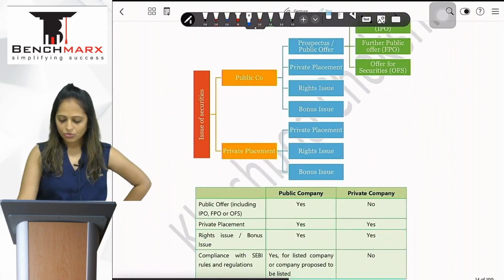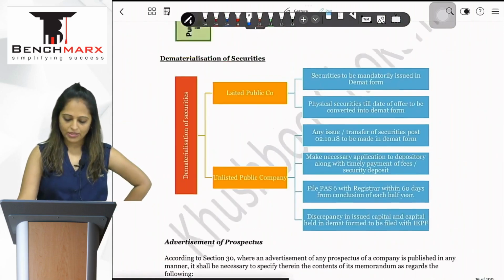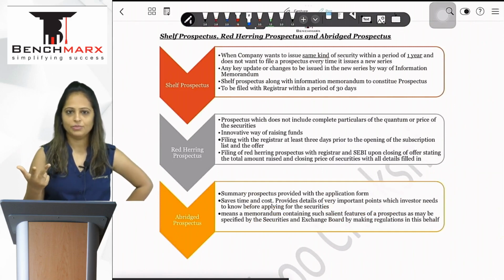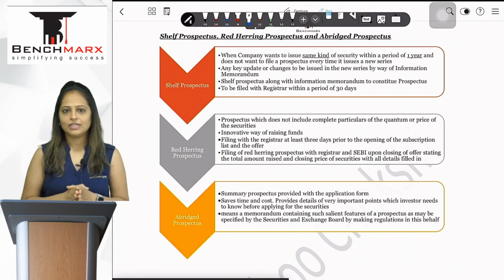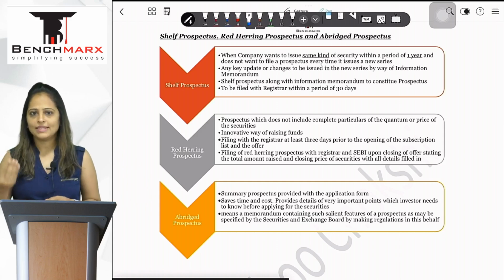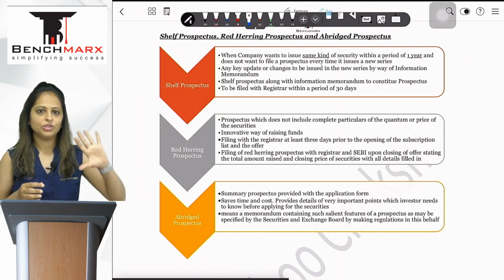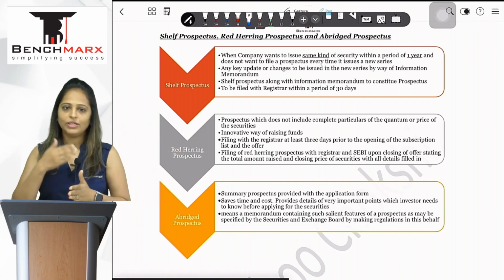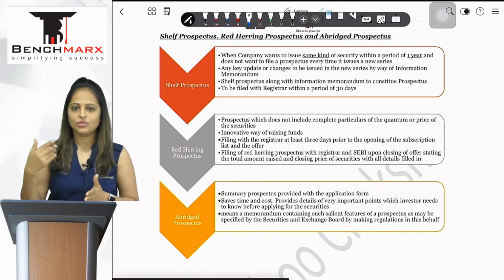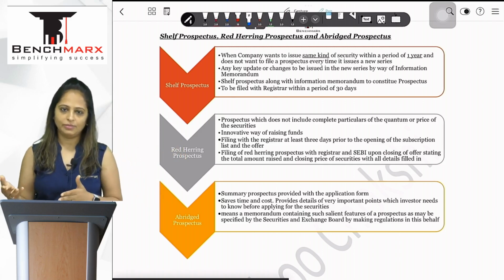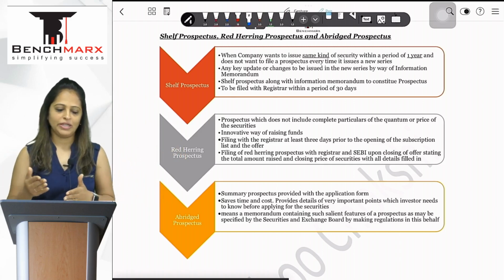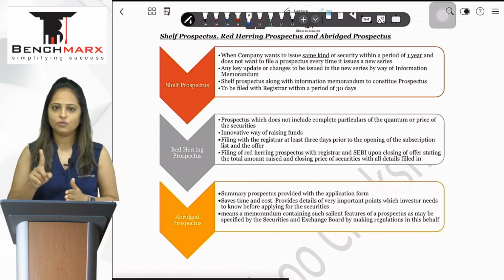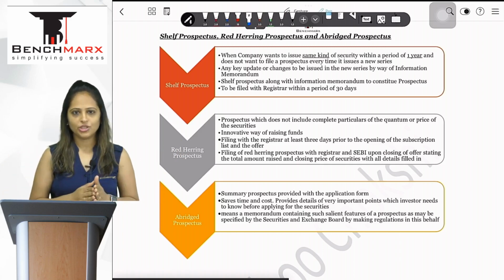Now coming to what are the different kinds of prospectus that we have. We have the shelf prospectus, the red herring prospectus and the abridged prospectus. Shelf prospectus is nothing but when you want to issue the same kind of security during the year, you issue a prospectus which is kept on the shelf and you use it so that you don't have to do the entire compliance. You save time and cost in doing the entire compliance, and hence you have this shelf prospectus. So it is only when you are issuing the same kind of security in a period of 1 year that you have your shelf prospectus.